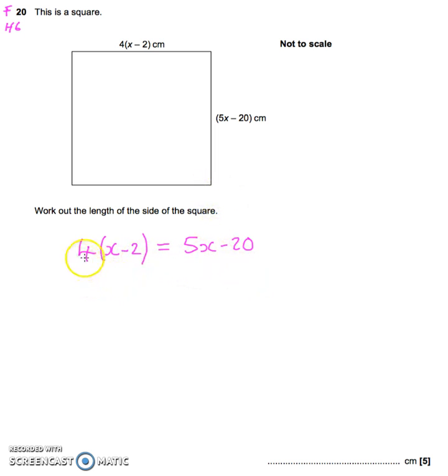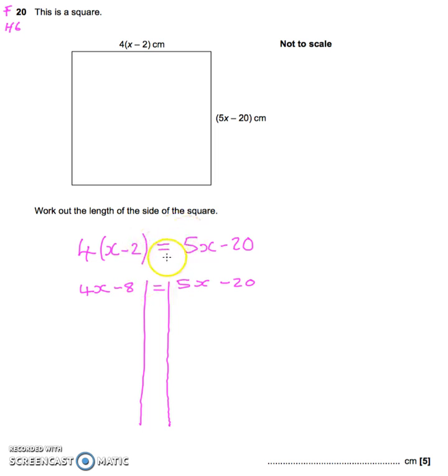Multiply out a bracket. So you do 4 times x, you get 4x. And you do 4 times minus 2, which is minus 8. This was in brackets, but there are no brackets to multiply out. It's just the expression. So 5x minus 20 is what's on that side of the equation. Now we can start to think about solving this equation.